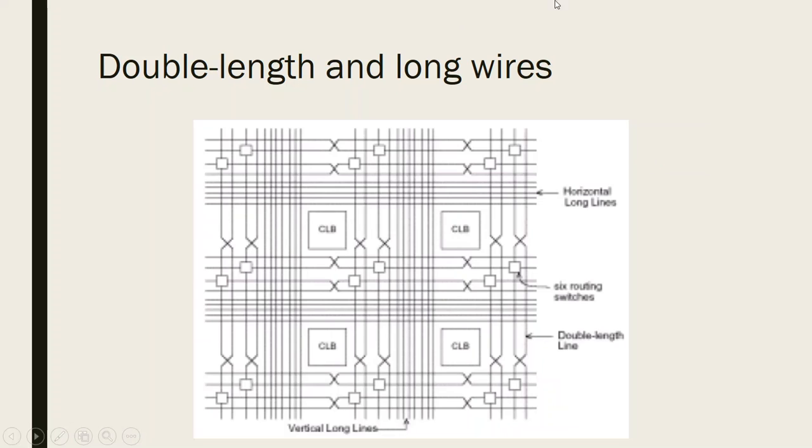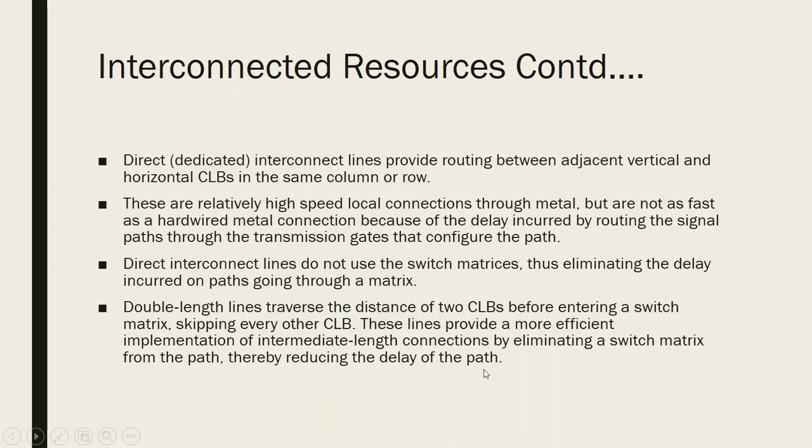You also have the double length and long wires. So these lines here which are crossing over are the double length lines, and the single long straight line is the long length wires. So you have vertical long wires as well as horizontal long wires, depending on how your chip is developed. So you can have all these.